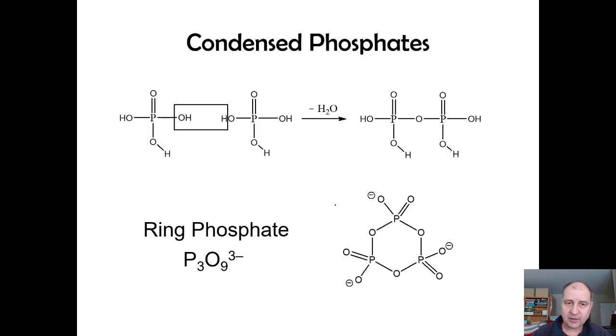But then we have, as I mentioned already, the condensed phosphates. I showed this reaction earlier here. Take water out, so you can get diphosphate and triphosphate. You can also get ring phosphates. We've seen them in minerals.